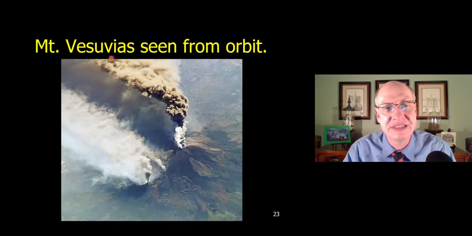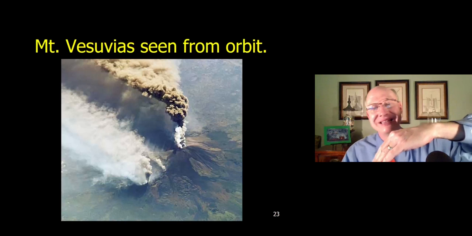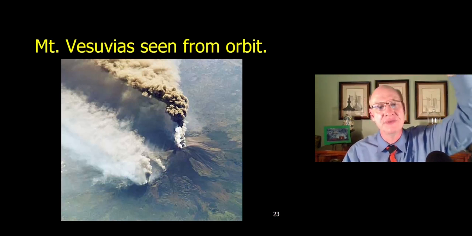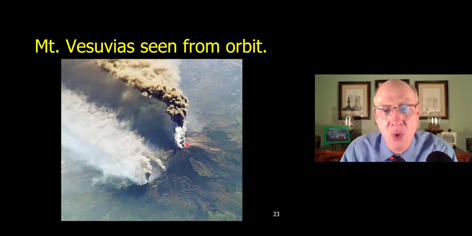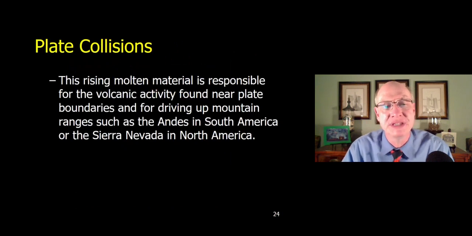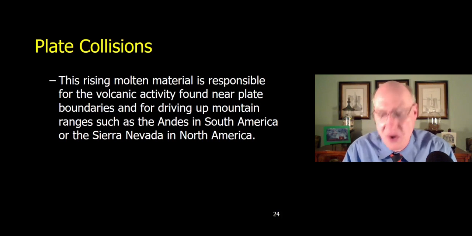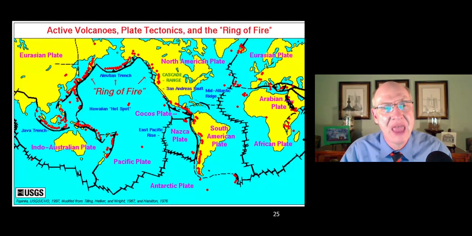A really good example of this is Mount Vesuvius. So here is Mount Vesuvius, an example of a volcano that forms over where two plates are colliding. As we will see in a little while, this is an example of a stratovolcano. And deep down underground here, the ocean plate is diving underneath the continental plate. It's getting melted. That molten material is rising to the surface. And as that molten material pokes up through the surface, it creates a volcano. So this rising molten material is responsible for the volcanic activity that we often see around the edges of plates.